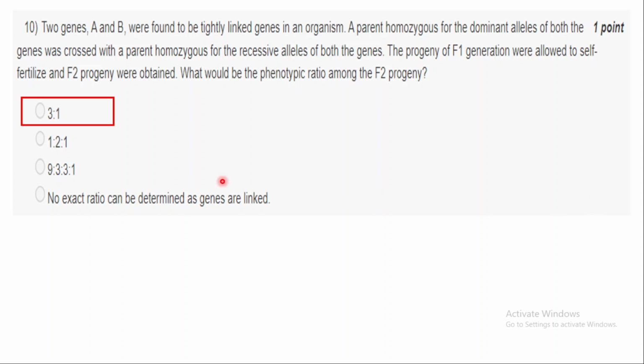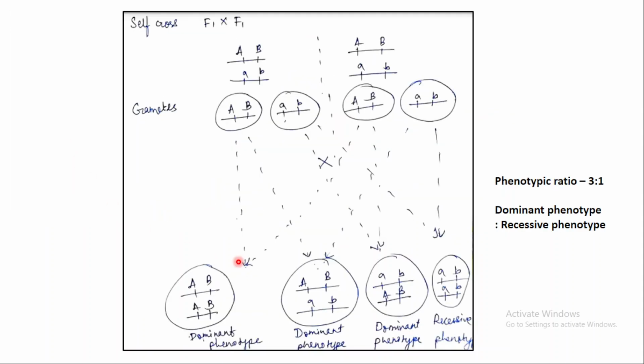I see somebody has answered option B, 1:2:1. I think Pushpanjay has answered option B. Pushpanjay, you were slightly correct, but 1 is to 2 is to 1 is the genotypic ratio. So what do we mean by genotype and phenotype? Phenotype is the expressible characteristics. So the phenotype will be dominant. The capital A will dominate over small a and capital B over small b.